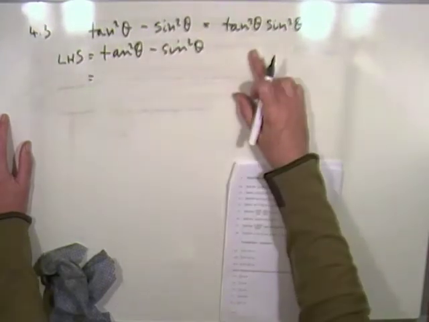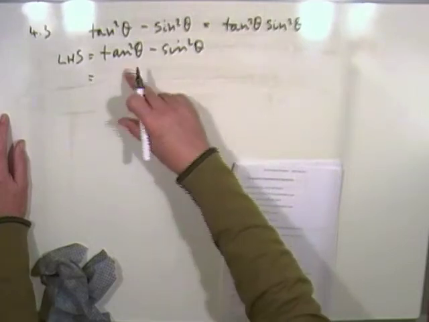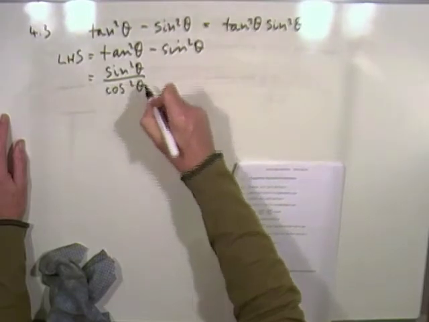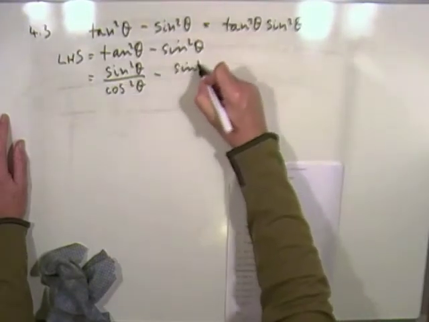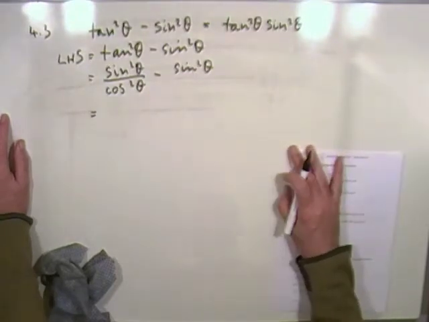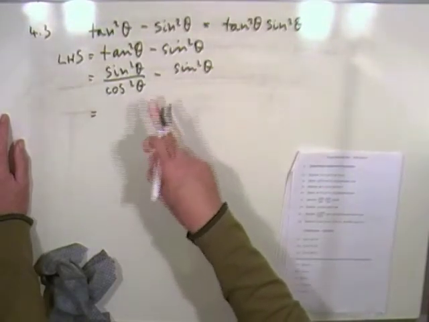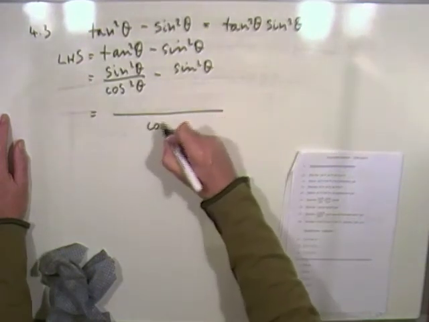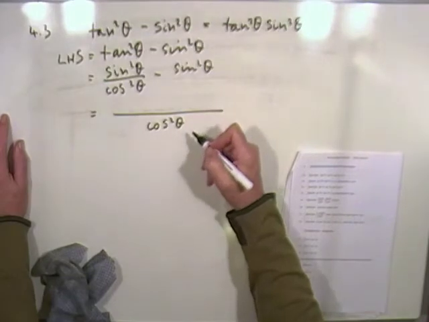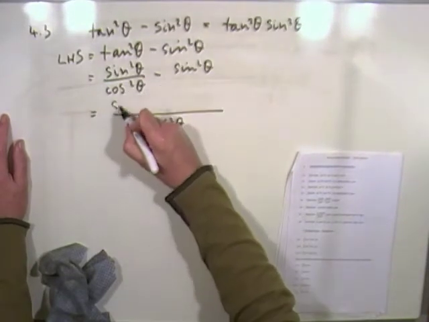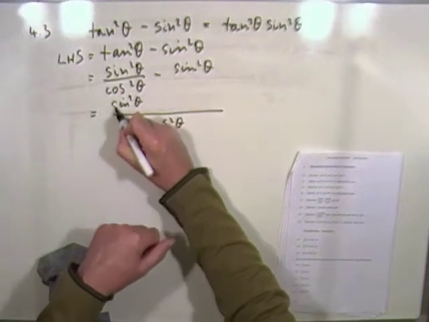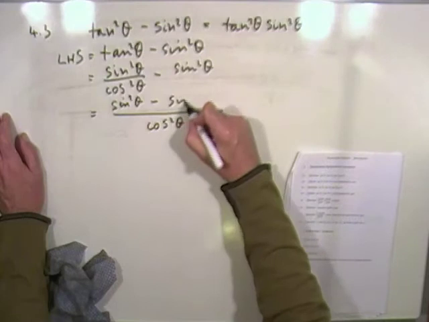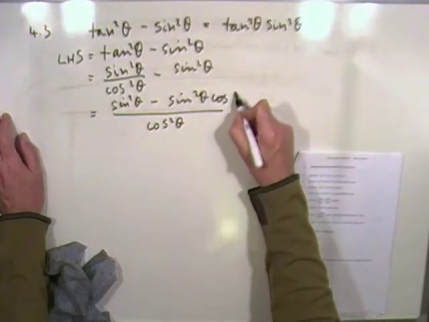Right, now there's still tan squared mentioned there, but not any obvious common factors. Probably better to take this into the other form, sine squared over cos squared minus sine squared theta. Now, I could possibly have a common factor there. What I'll do is add it to a single fraction first. So making it all over cos squared theta, that's got it all, so that's sine squared theta, minus sine squared theta cos squared theta.